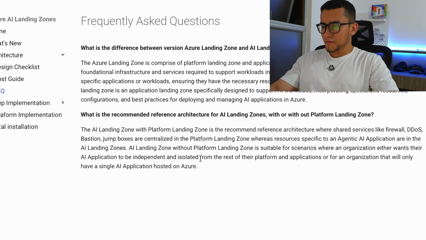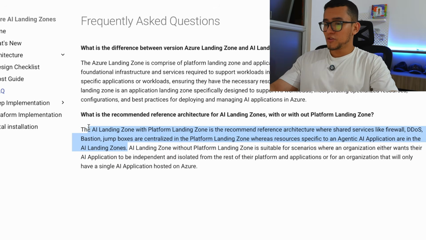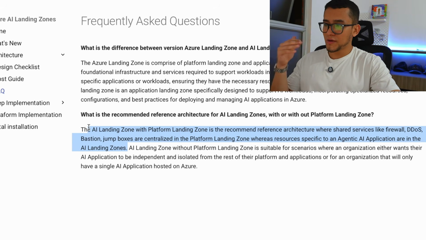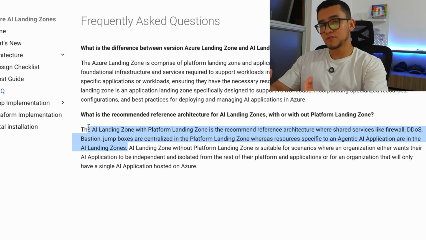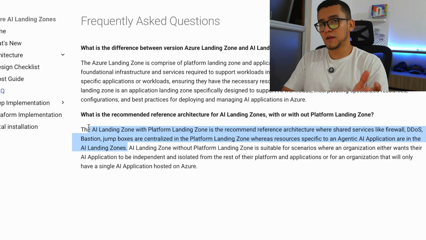There are two deployment modes for this architecture. The first one is with a platform landing zone, which is the recommended enterprise path. It assumes you already have a hub VNet with a firewall deployed somewhere. And the AI landing zone deploys the spoke VNet and peers to your hub. It also routes all the outbound traffic through your existing firewall, and the DNS resolution flows through your central private DNS zone. It basically plugs into your existing enterprise network topology.